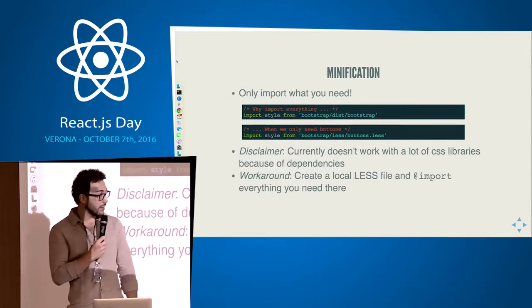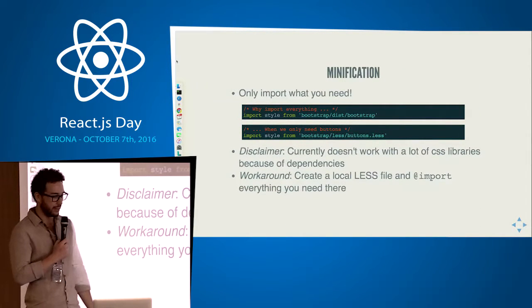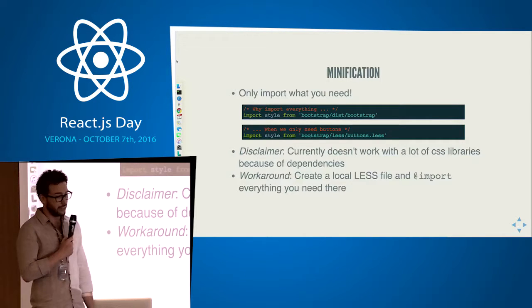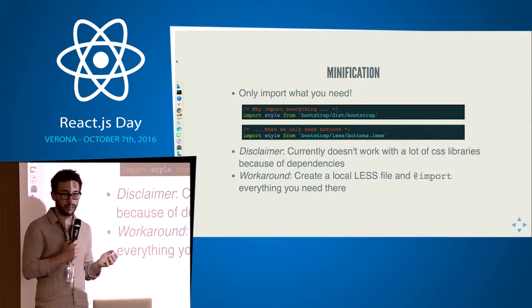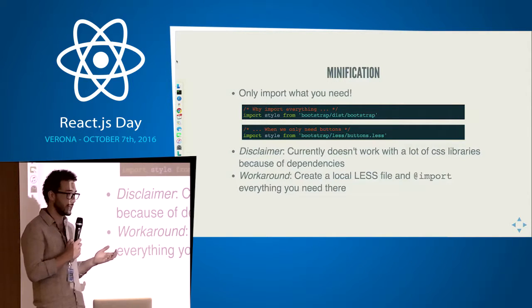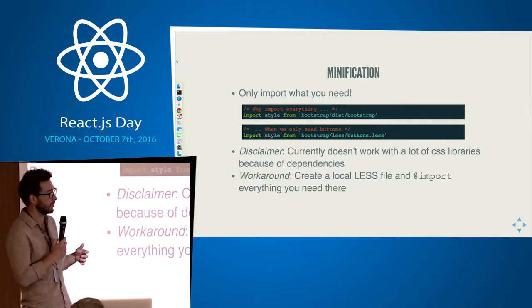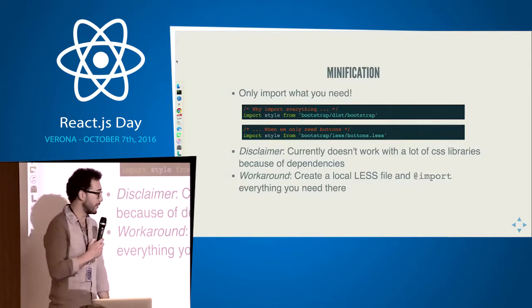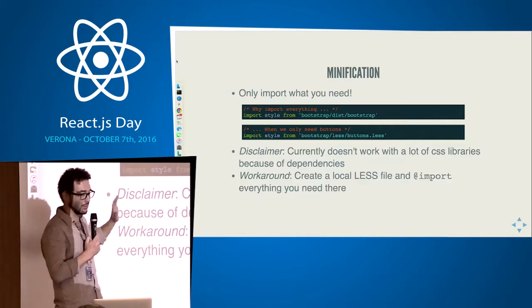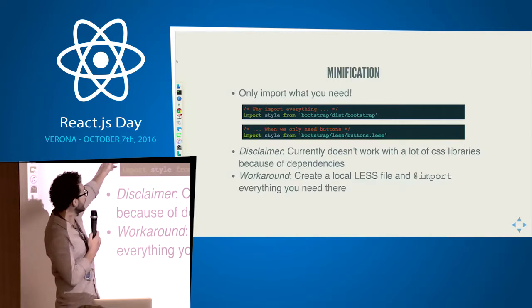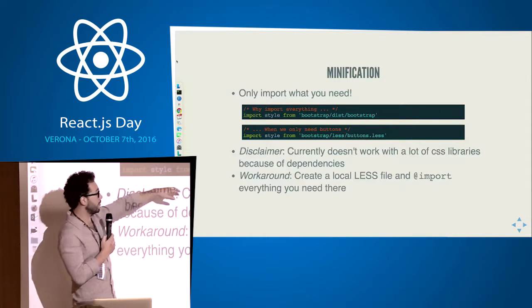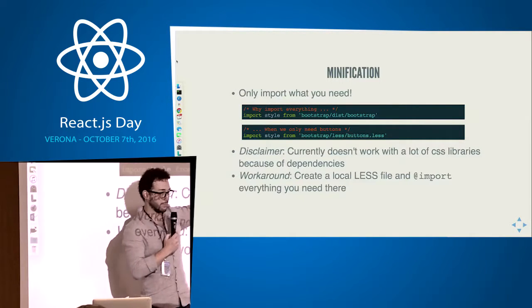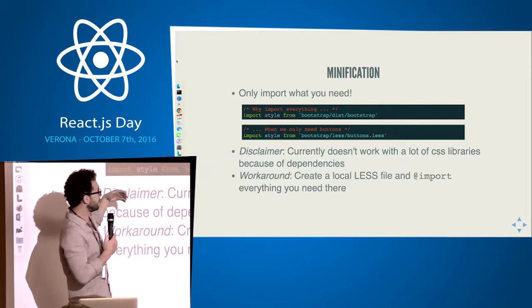Okay, another cool thing about CSS modules is minification. So if you have a huge CSS library like Bootstrap, you probably don't need everything, right? You maybe just need buttons, some typography stuff, maybe a label, form elements, whatever. But all the other stuff, dialogues, you probably don't need them. So instead of importing everything out of Bootstrap, we just want buttons, right?